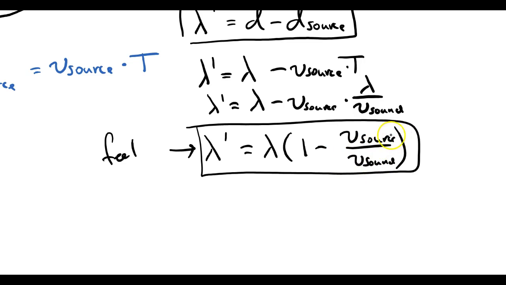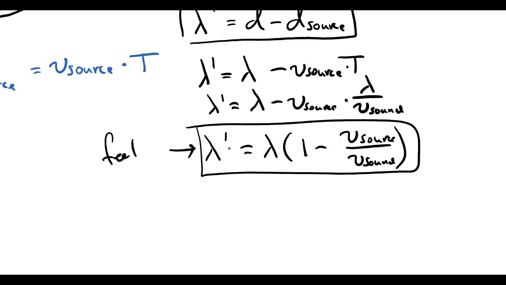So here's the thing. If the source is not moving at all, that's just stationary. This whole thing becomes zero. And so the wavelength that you would perceive is the actual wavelength. If you're moving closer, if you're moving somewhat faster, then the wavelength that you're going to perceive is going to be smaller than the wavelength that is actually there.